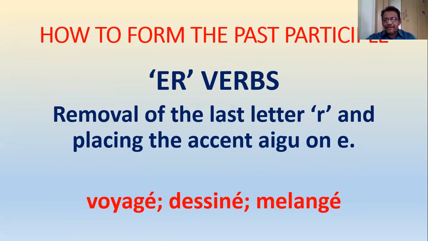Drop the last letter E and on the E, place l'accent IU. Like voyager, désigner, mélanger. These are the past participles. This is how the past participle of an ER verb is formed.